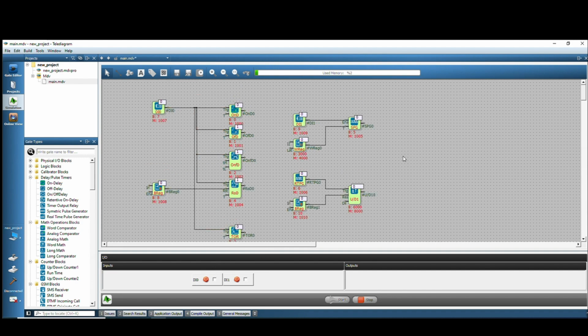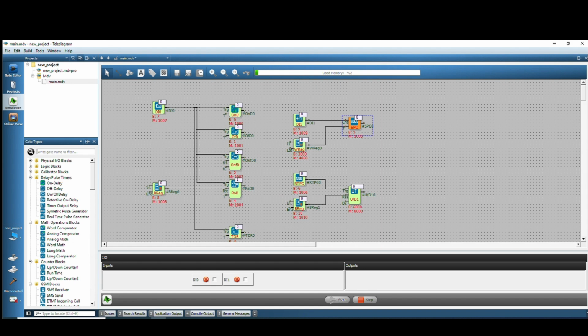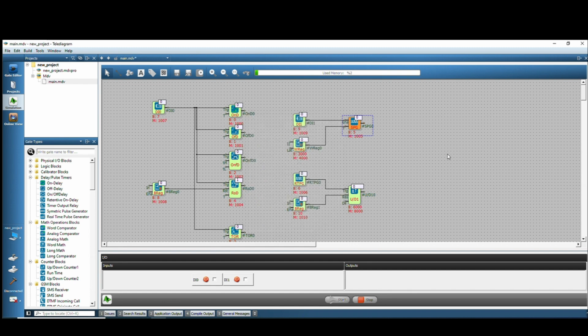Next, let's look at the pulse timer blocks. We'll start with a symmetrical pulse generator. You can enter the period duration in milliseconds, seconds, minutes, or hours, or set the value externally. In this simulation, let's look at setting the value externally.